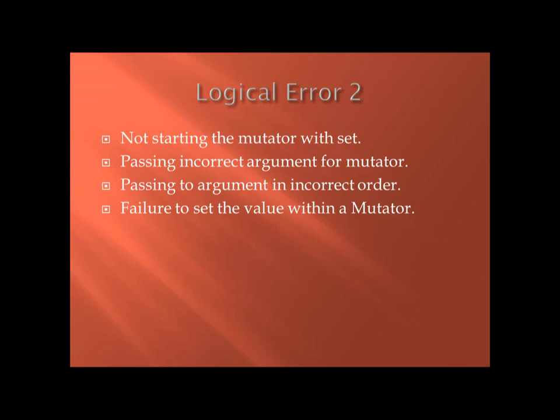Because when you get the height and the length, they're two different things. If you mix them up, it is devastating. So make sure you focus and pass in the right order. Another thing is failure to set the value within the mutator, which is actually a mutator.